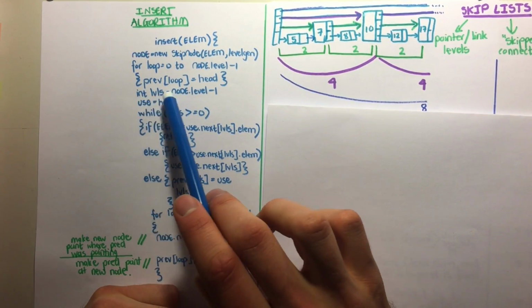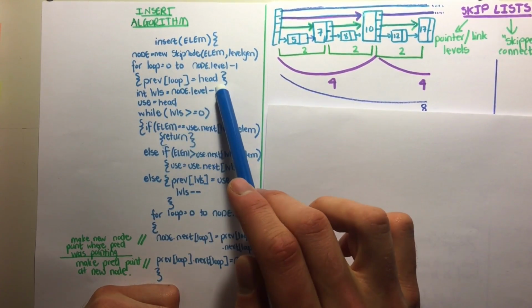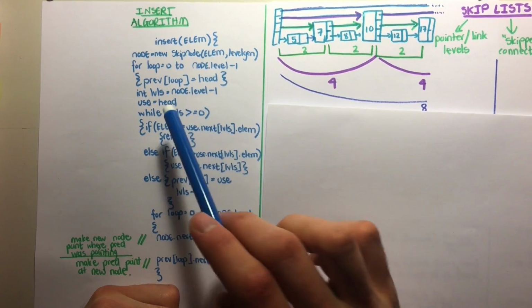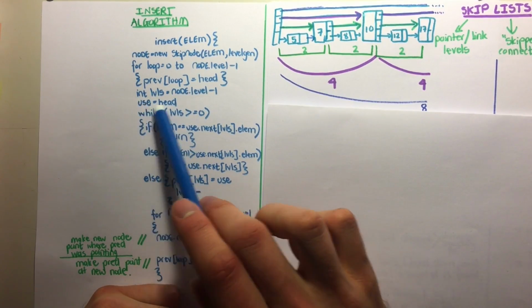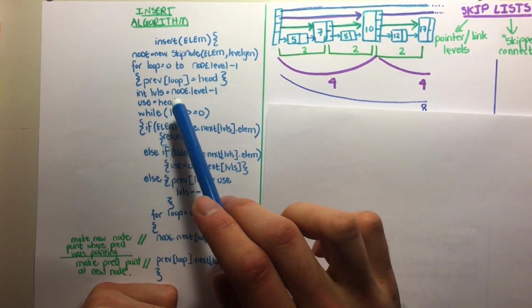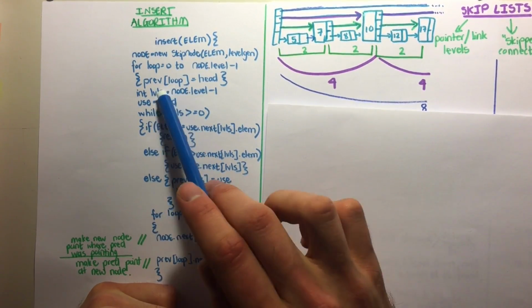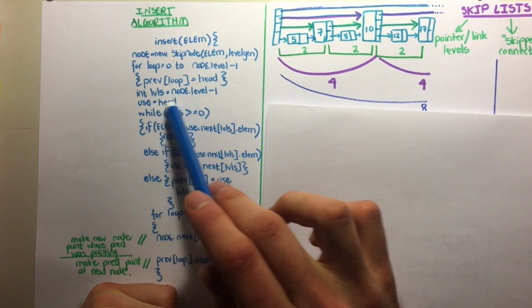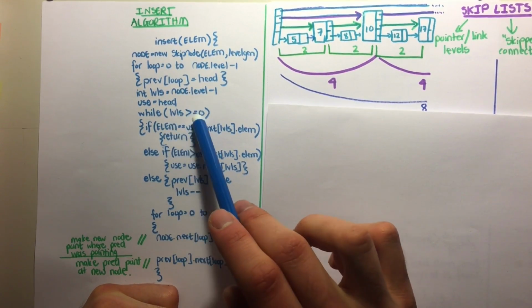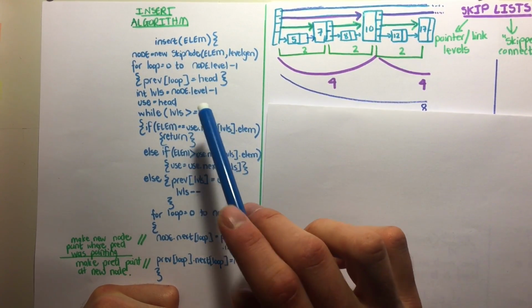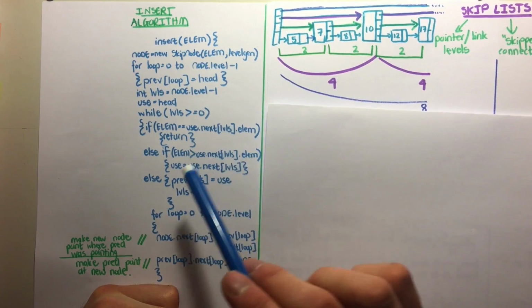So then we just create a variable with the number of levels in it, and we also assign a variable with the head to traverse or go through the list, because we don't want to destroy or change our head variable. Then we say while our number of levels is still greater than or equal to 0, so we're going to start at levels and work down.